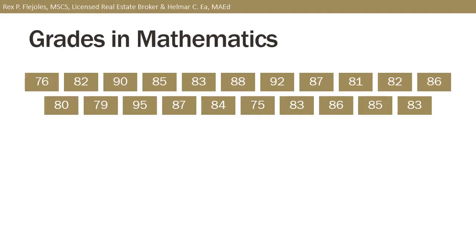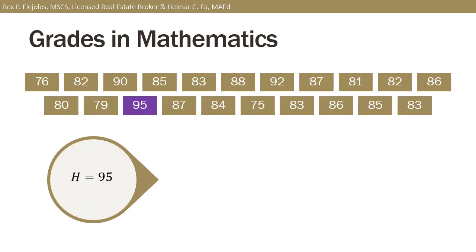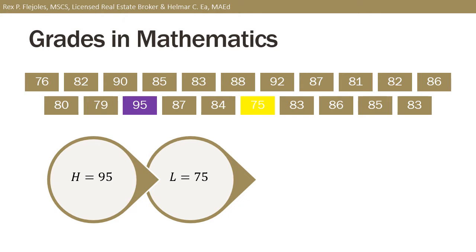Step 2. Determine the class interval. To determine the class interval, we need to first determine the highest value, which we refer to as h. The highest value in this data set is 95. Hence, our h is 95. Second, determine the lowest value, which we refer as L. The lowest value in this data set is 75. Hence, our L is 75.